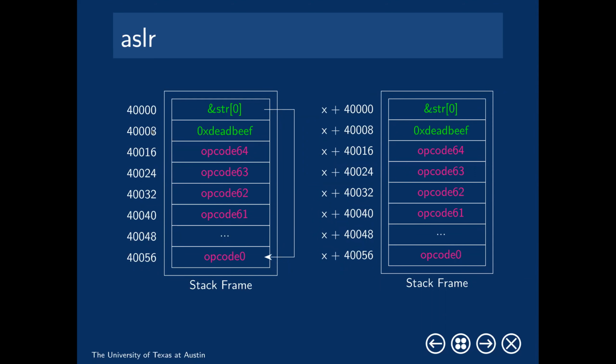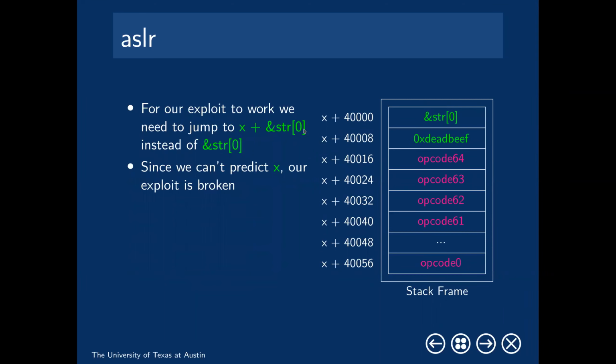This is essentially what ASLR does. It takes these addresses over here on the left, and it adds X to them, so they become these addresses over here on the right. It's not a super complicated mitigation technique, but it was somewhat successful. If you notice, for our exploit to work, we would need to jump to X plus the address of the first opcode instead of just the address of the first opcode as we did before. Because we can't predict X, our exploit is essentially broken.